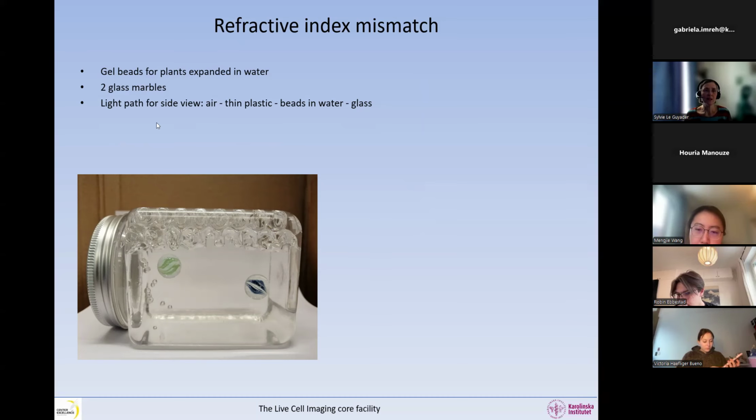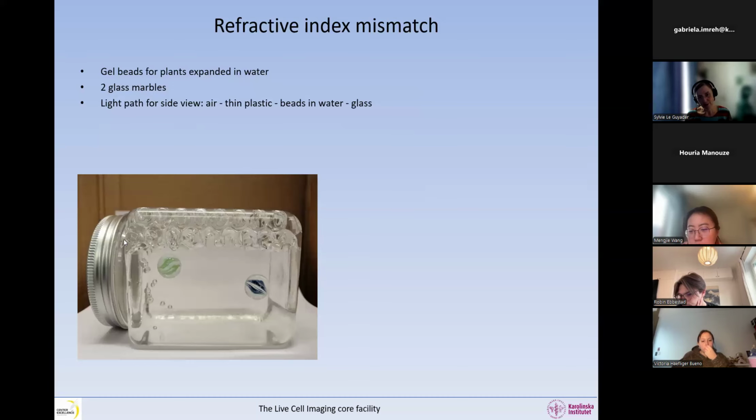So here we have water, but not the whole bottle is full of water. So we can see the beads here. These beads are in the air, whereas these beads are in water. And you can see that the marbles are sort of floating because they are held by more of these water beads underneath. So there are gel beads from plants expanded in water. And then we have two glass marbles.